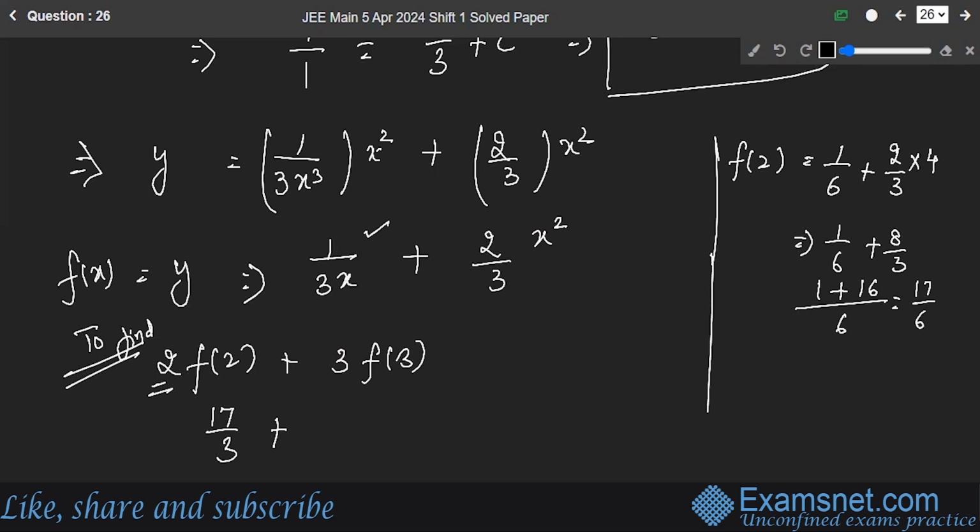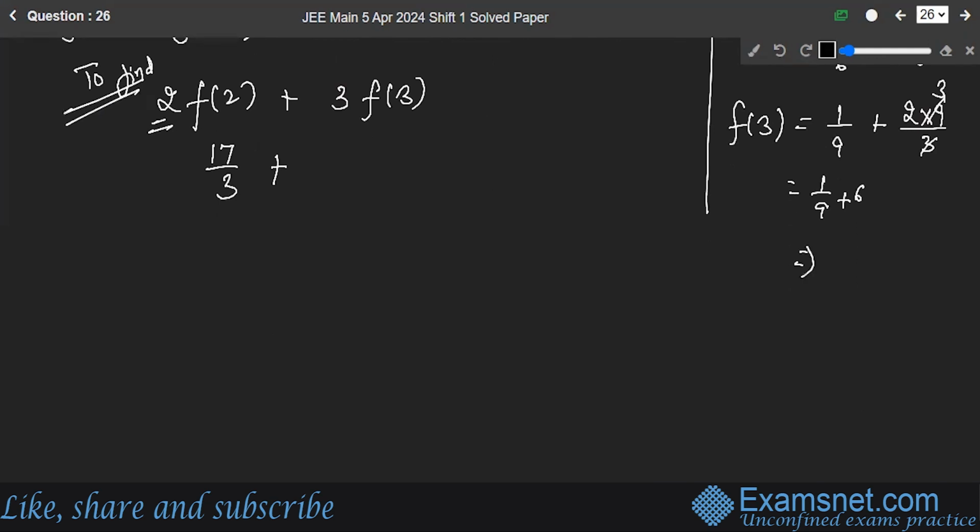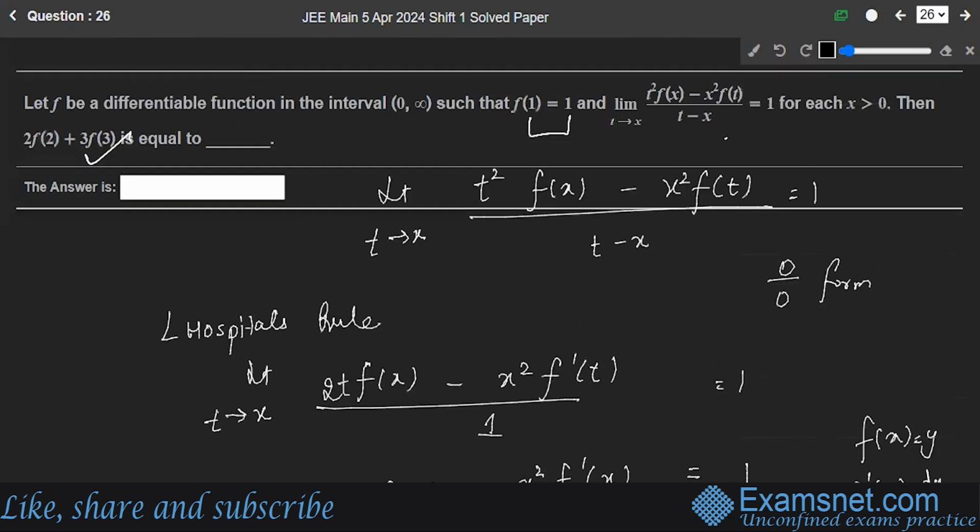So plus 3 into, let's find out f(3) also. This will be given by 1 upon 9 plus 2 upon 2 into this upon this. This will be 1 by 9 plus 6. This will be 55 upon 9. So this will give me 55 upon 3, or 272 upon 3. This will be 24. So this is the answer to the question, 24. Hope you got that. Let's move to the next question.